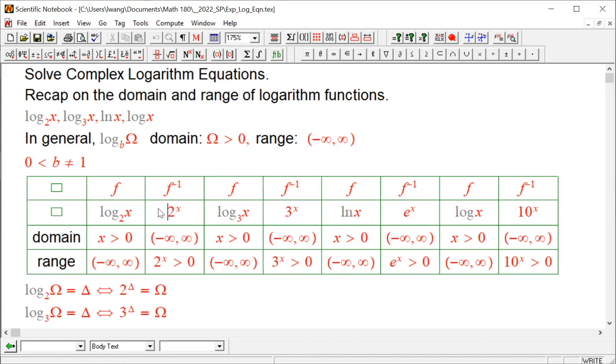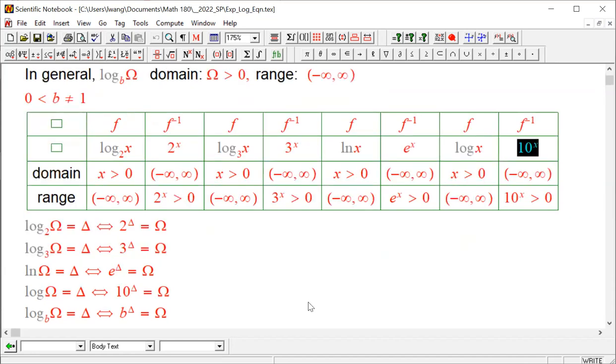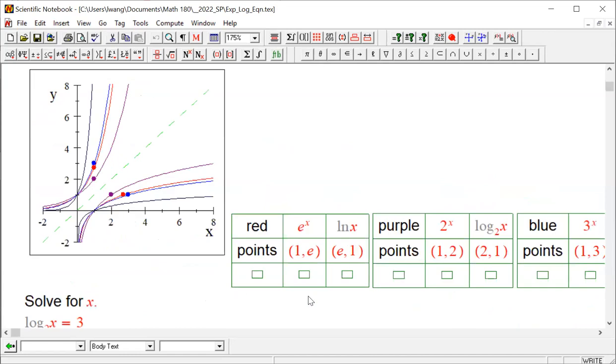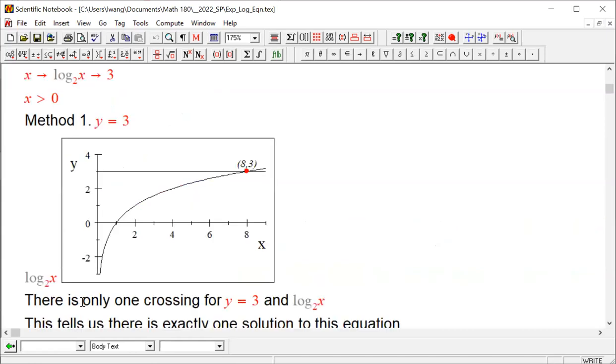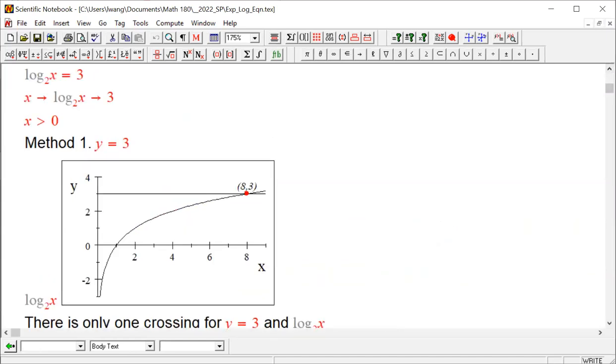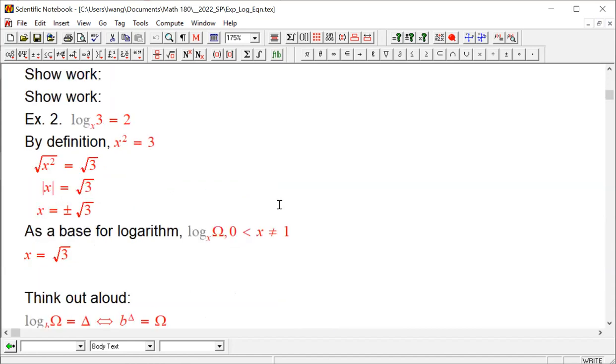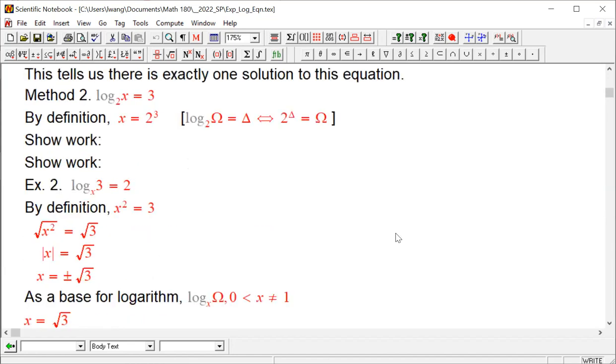You can see for solving exponential equations, we don't have any issues with domain, but we have to check the range in order for the solutions to make sense. And we reviewed the graph, and we have solved various exponential and logarithm equations.